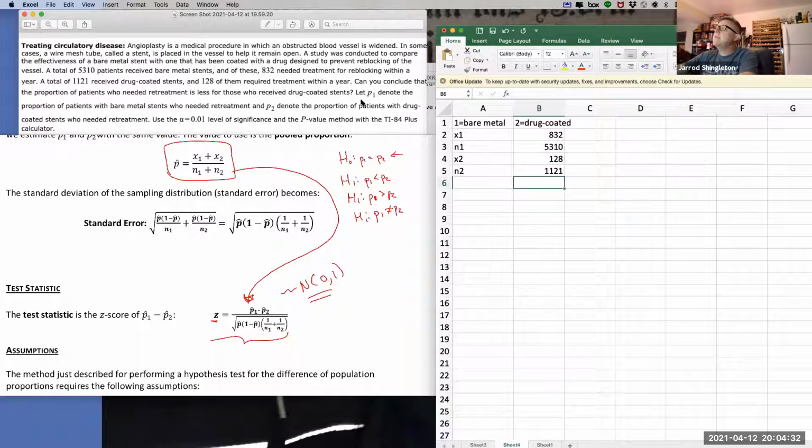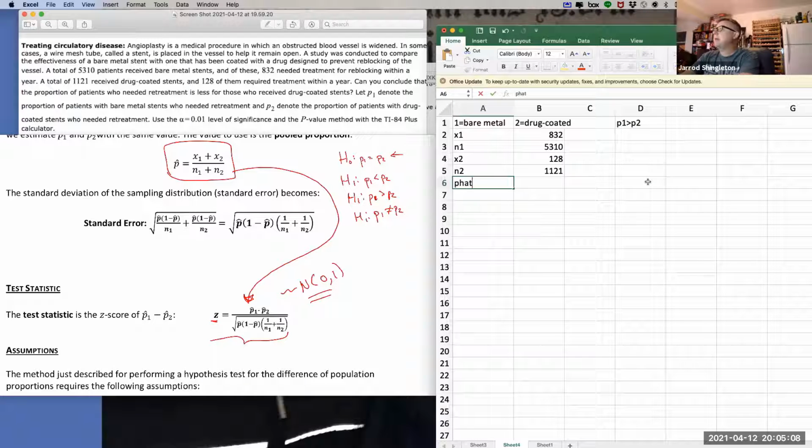The only other thing I need from this bad boy is the fact that I want P1, include that drug-coated stents less than. So P2 should be less than P1. Let's put that over here. P2 should be less than P1. I could do this as a left tail test if I want to by putting P2 less than P1, but usually what we see is P1 greater than P2 is a right tail test. Okay, so let's finish this up.